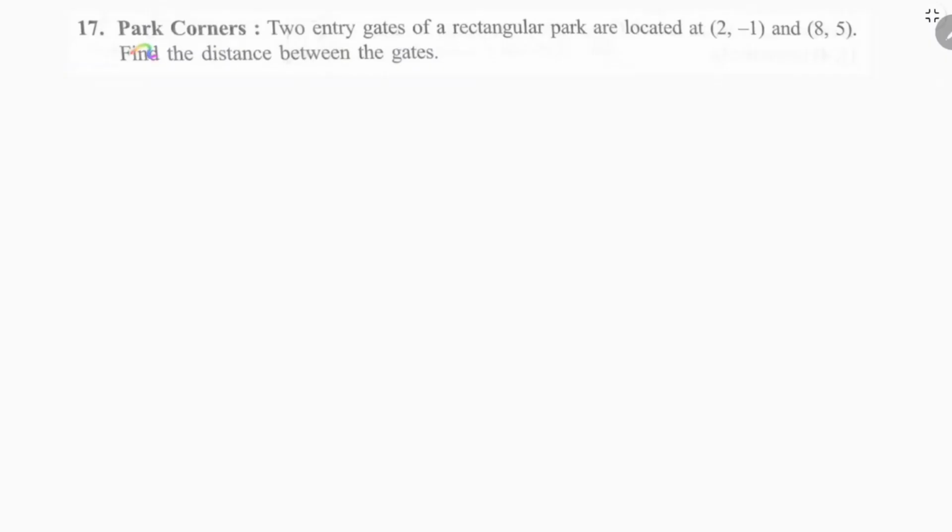Problem based on park corners. Two entry gates of a rectangular park are located at (2, 1) and (8, 5). Find the distance between the gates.